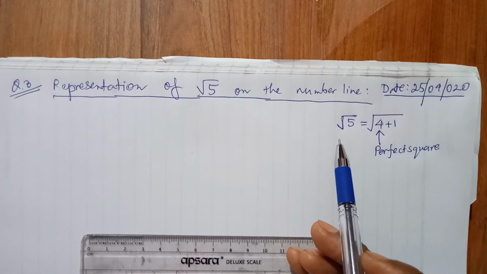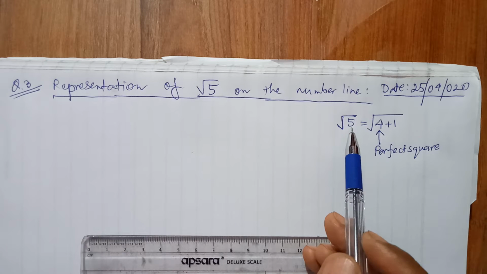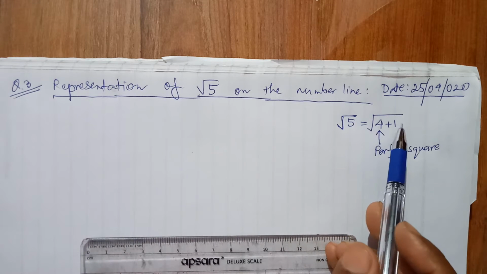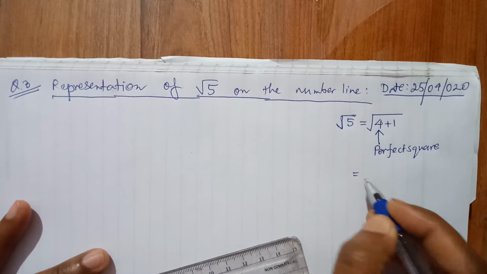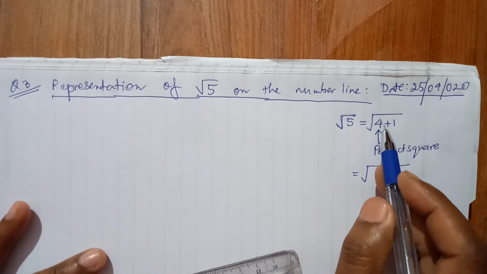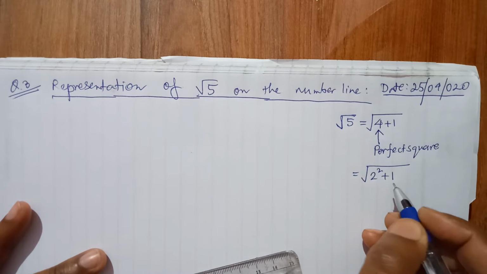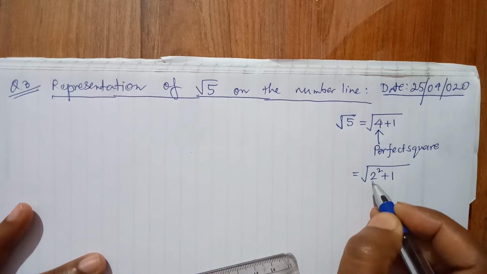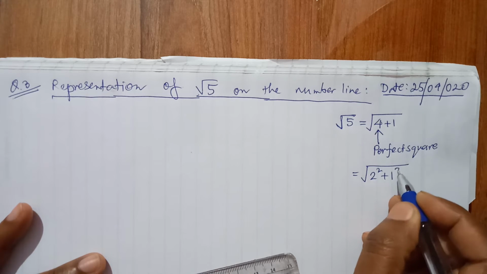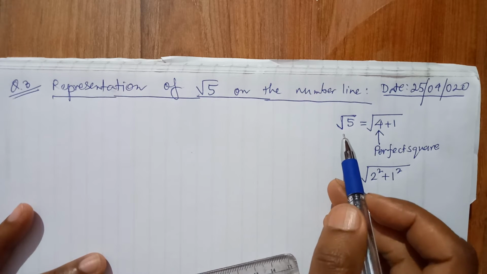First, as it is given in the exercise, root 5. Let's try this. I have written root 5 as 4 plus 1, where the first number is a perfect square. Then, as the first number is a perfect square, this 4 you write as 2 square plus 1. This 1 also you can write as 1 square. So these base numbers 2 and 1 will help you to get root 5. So how to get it now?